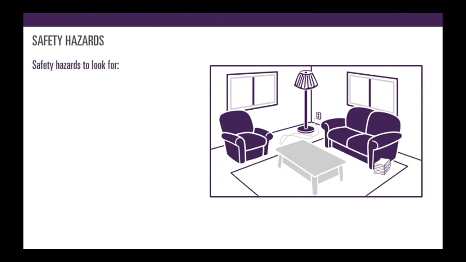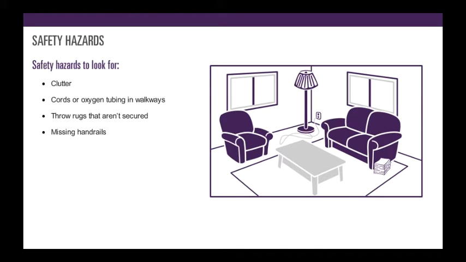Here are some safety hazards to look for. Watch for clutter both inside and outside the house. Clutter is a tripping hazard leading to falls. Are walkways clear of things a consumer could trip over? Are outside walkways quickly cleared of snow or ice? Inside the house, look for other trip hazards like cords or oxygen tubing that are across walkways. Are throw rugs removed or secured to the floor with double-sided tape? Do stairways have handrails that are securely attached to the walls?